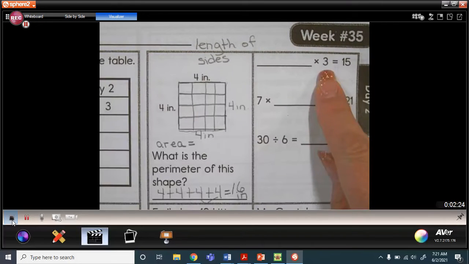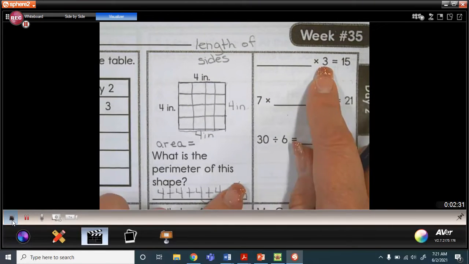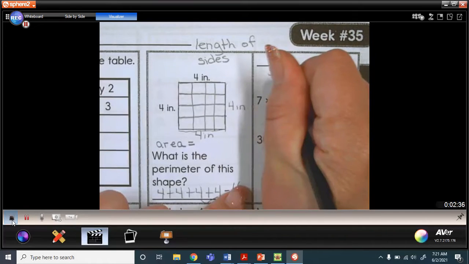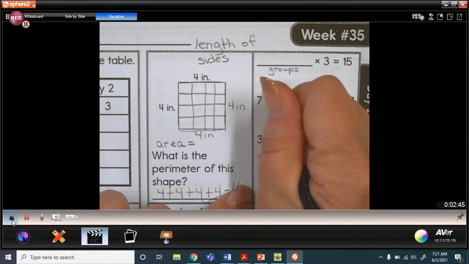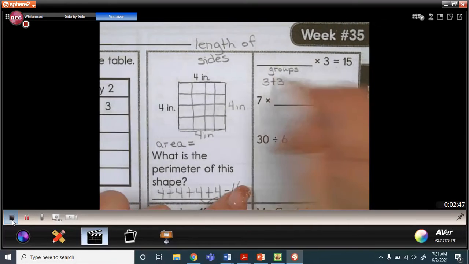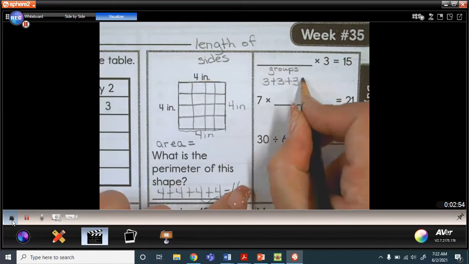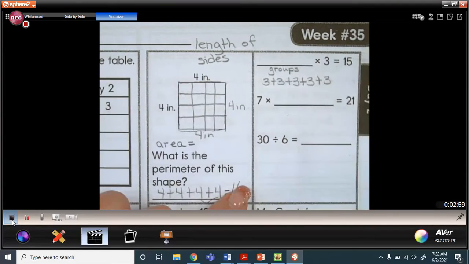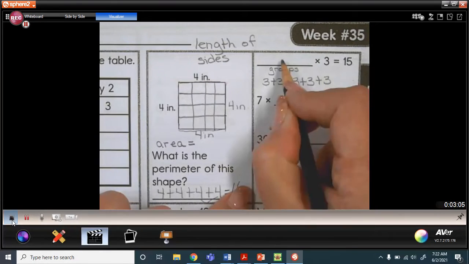The next problem is a missing factor. I need to know how many groups of 3 it will take to make 15. So I'm missing my groups. If I wanted to, I could skip count by 3s, or I could use repeated addition: 3 plus 3 is 6, plus 3 is 9, plus 3 is 12, plus 3 is 15. So I have 1, 2, 3, 4, 5 groups of 3.